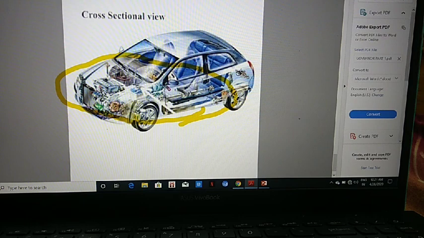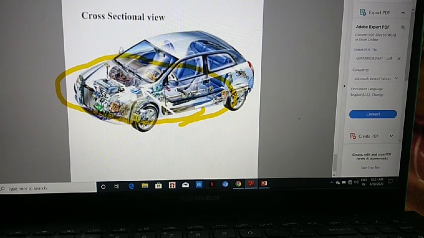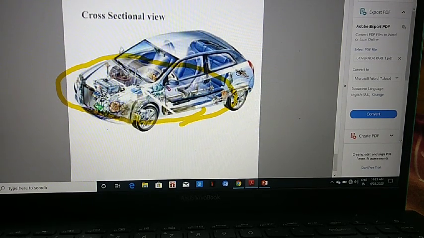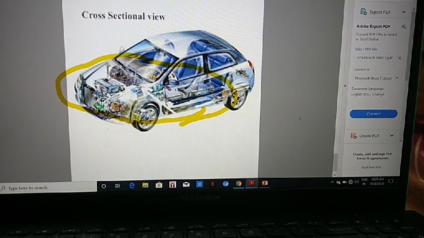So this is all about the introduction to the governor. I think you are all able to understand and correlate its application in practical life.